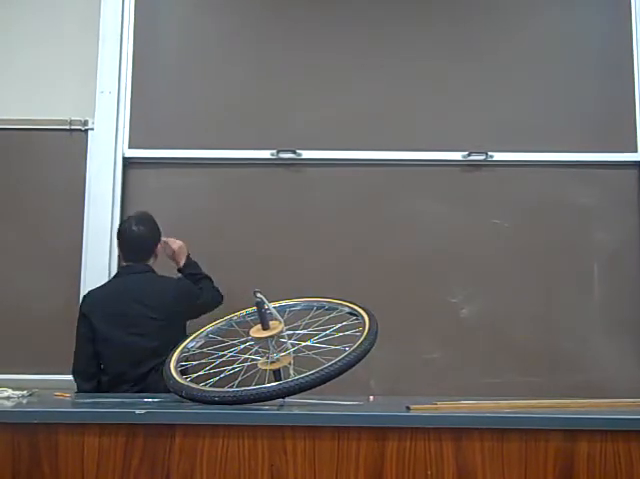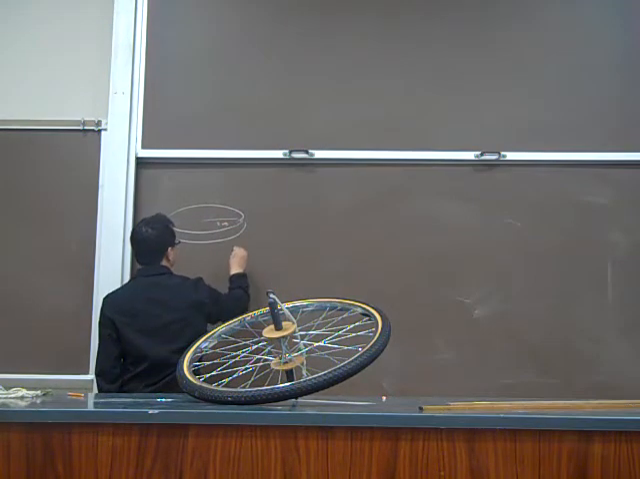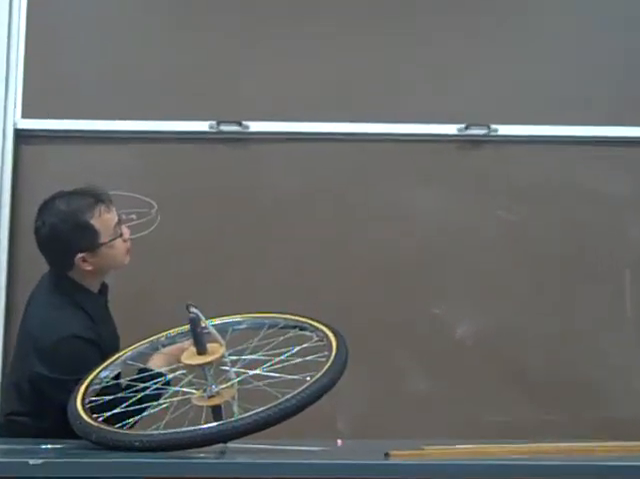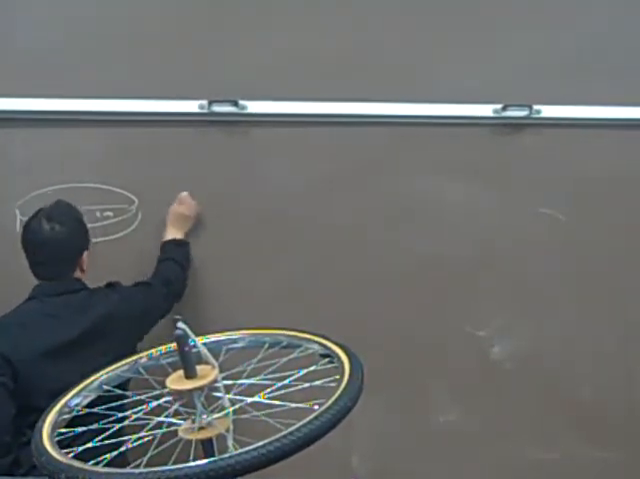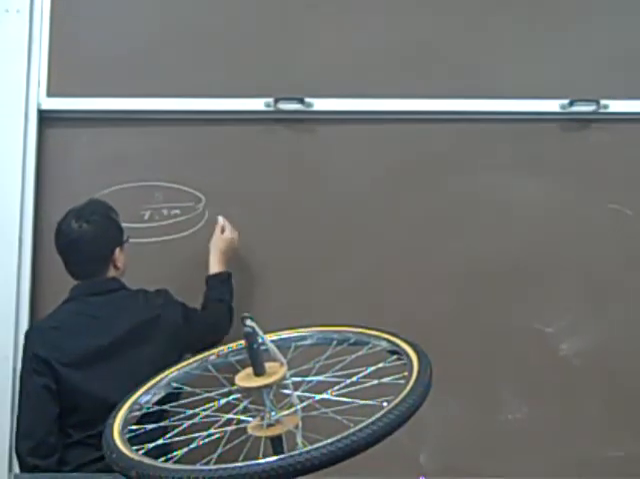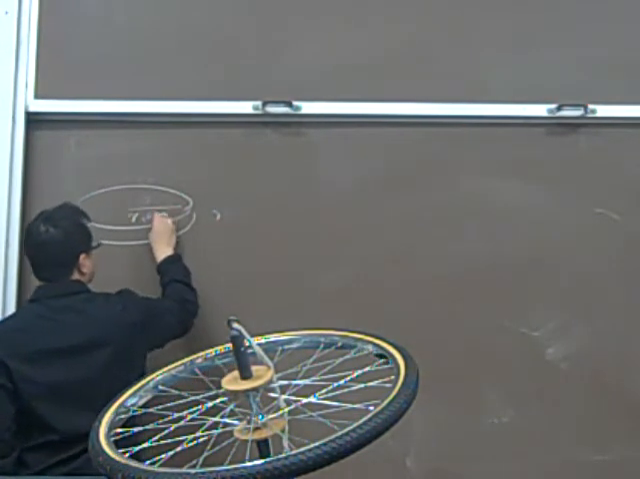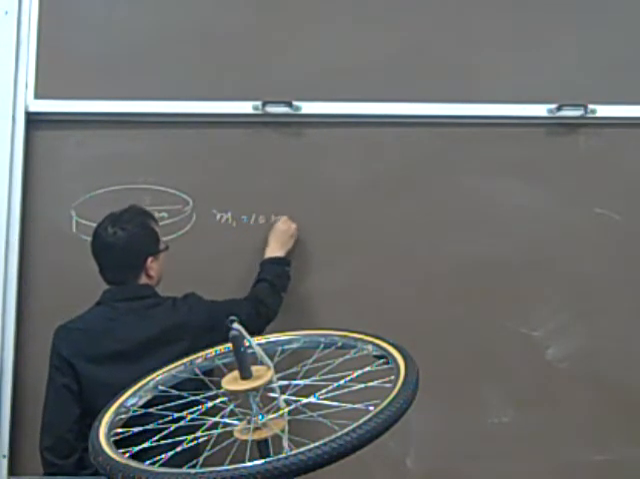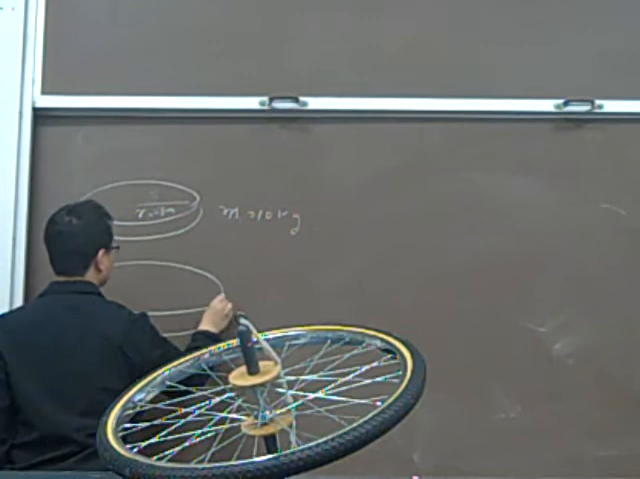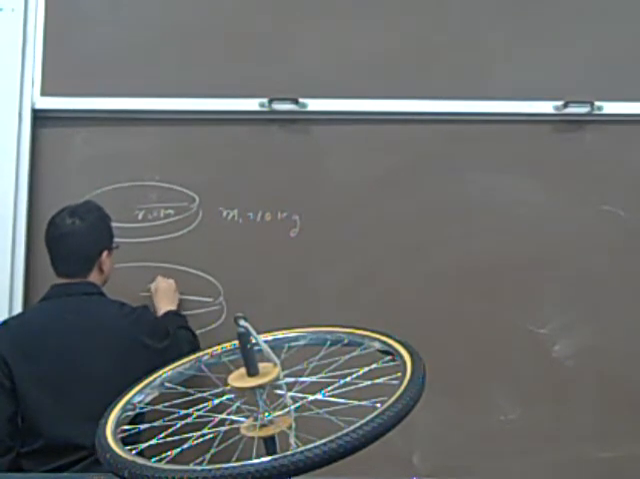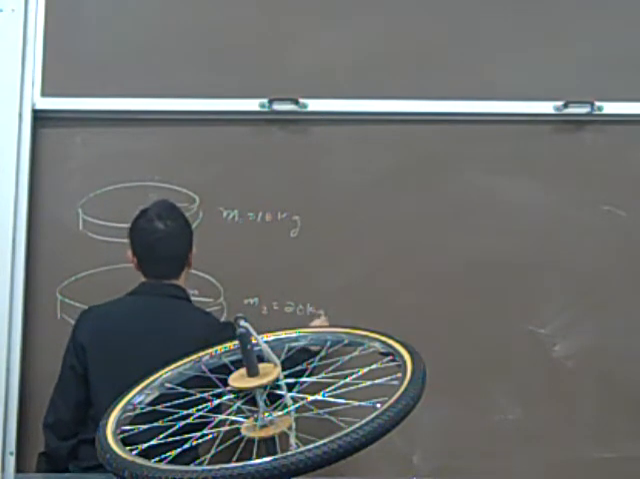Just like that, you have two disks. The first one has a mass of 10 kilograms and radius R1 should be 1 meter. So R1 equals 1 meter and M1 equals 10 kilograms. And you have another disk, R2 equals 2 meters and M2 equals 20 kilograms.